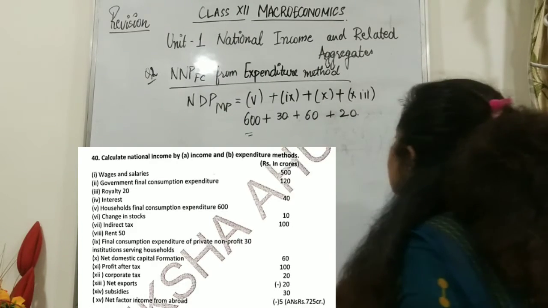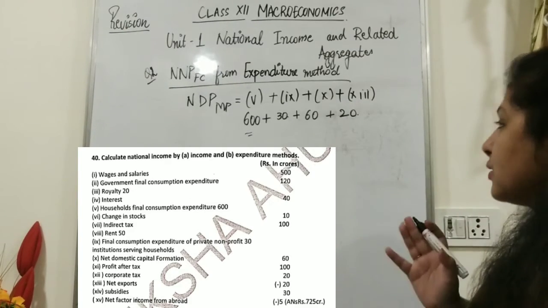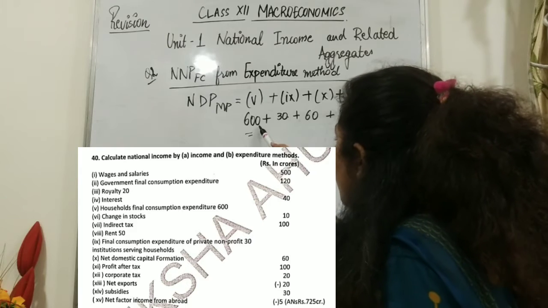When you will solve for this, anything else you need to add? Net domestic capital formation and exports. When you will solve for this, how much are you getting?